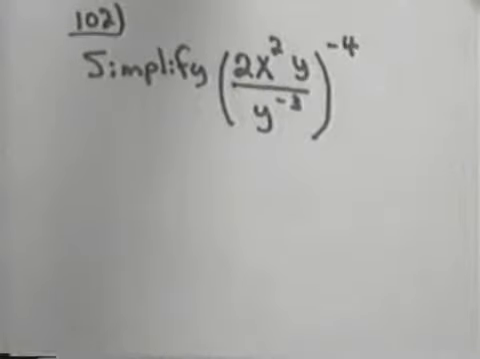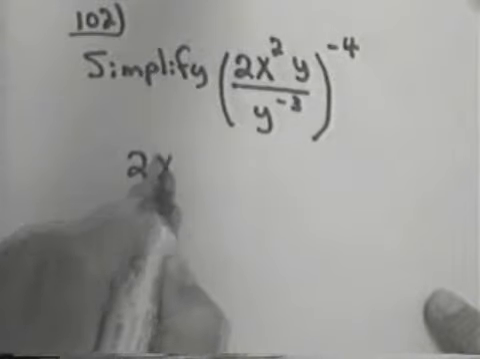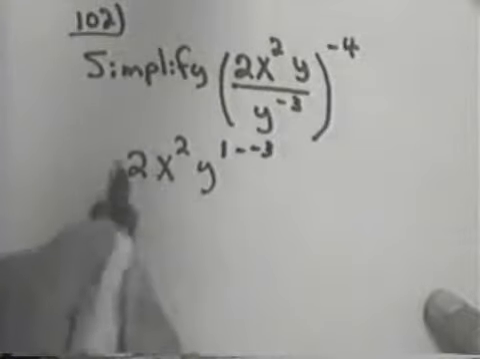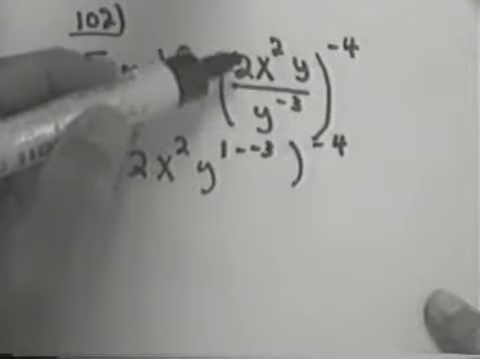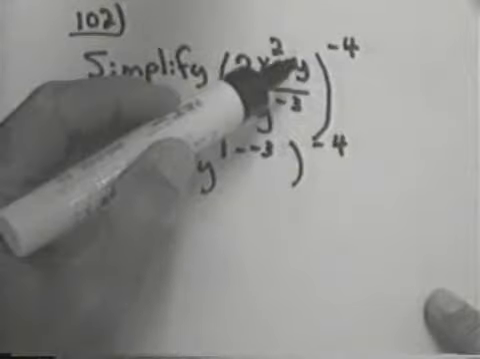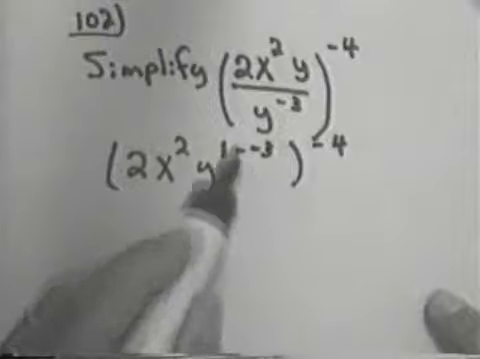Let's simplify 2x squared y divided by y to the negative 3, all raised to the negative 4 power. The first thing you do is work inside symbols of inclusion. So inside symbols of inclusion, I would have 2x squared times y to the 1 subtract negative 3, raised to the negative 4 power. Working inside symbols of inclusion, I have a division.